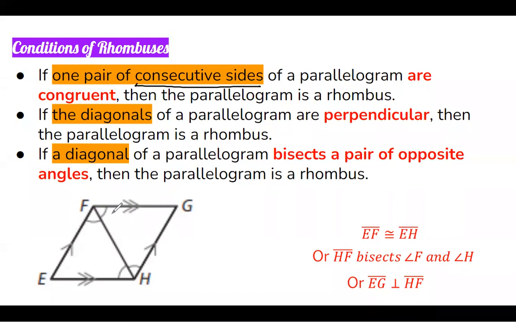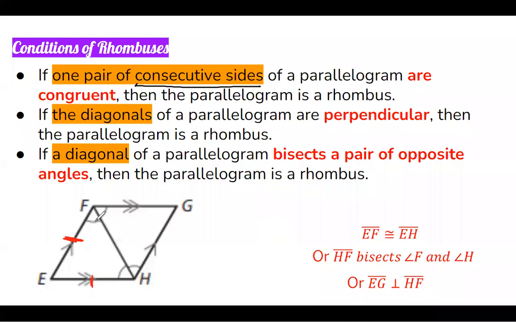So for example, if I pick EAF, this side, a side consecutive, it's the one next over. So which one's next? Either EH or FG. The same goes with the other side. So if I had GH, either FG or EH have to be consecutive and congruent. As long as that is true in a parallelogram, then we have a beautiful rhombus.